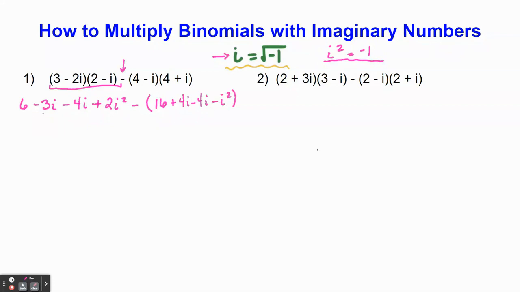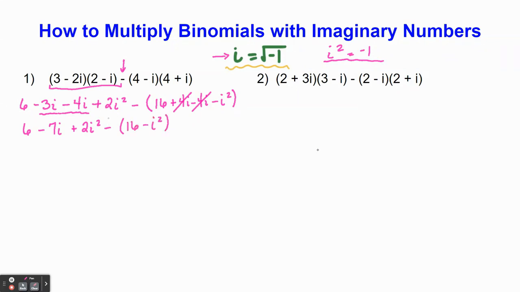Okay, so I'm going to go ahead and combine like terms over here. That's the -3i minus 4i. That gives me -7i. And then I'm going to let these 4i's cancel. Okay. And so I've got 16 minus i².